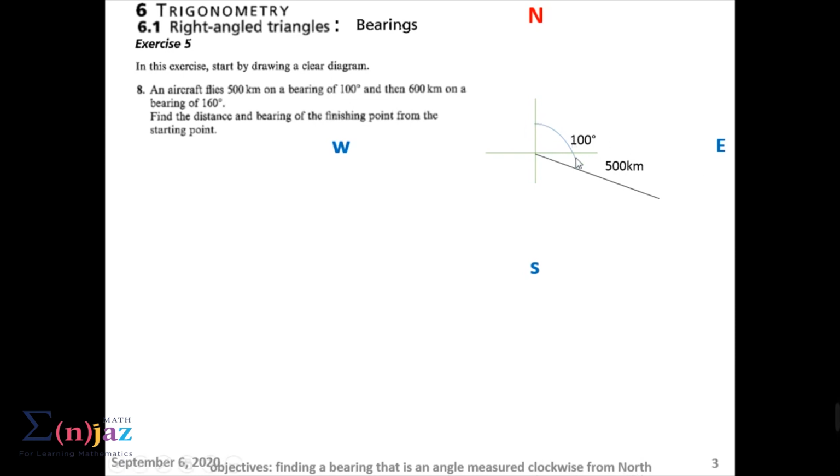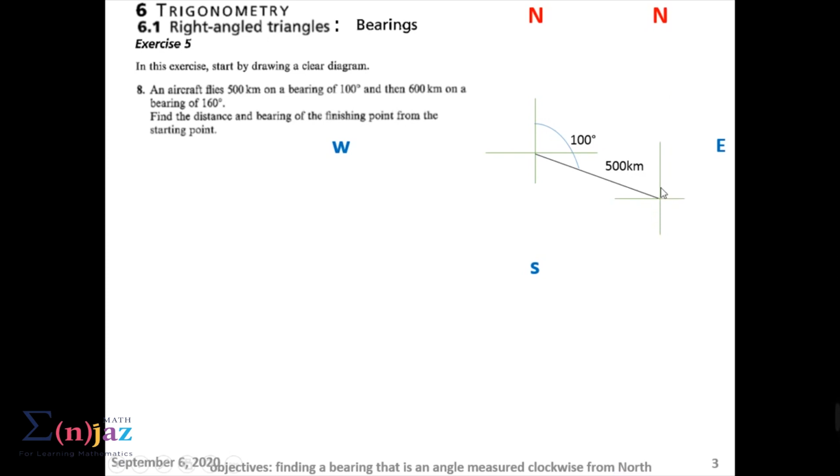That is a bearing of 100. It's measured from the north. And so I know the direction of my line, and the length of my line is 500 kilometers. So that is the first line. And then 600 kilometers on a bearing of 160. At the ending point of the first line you drew, you must put the coordinates again. And from the north here, you must measure 160 degrees.